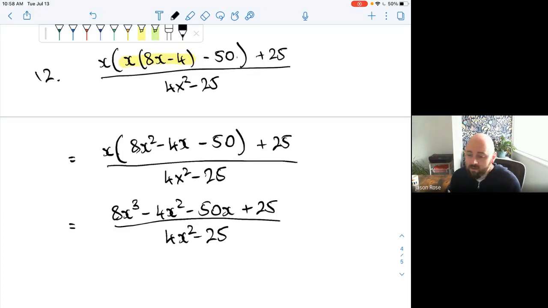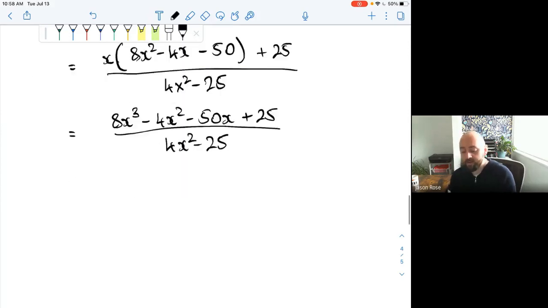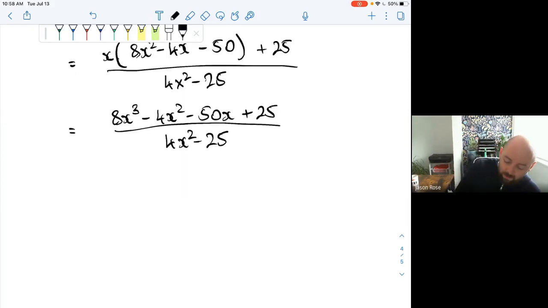Now, the denominator looks like a difference of squares, and the numerator, well, hopefully factor by grouping works, because that's the only technique we have to factor something like that. So let's see if we can factor that by grouping. The groups that they're currently in look like they might work. 8x cubed and 4x squared, we have x squared in common, and 8 and 4 both have numbers in common. 50 and 25 have numbers in common. So let's see if we can do that one.